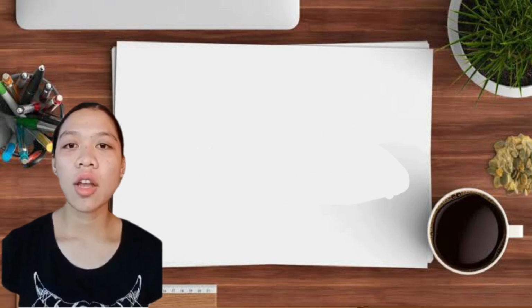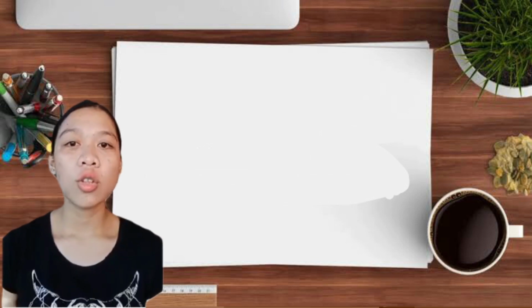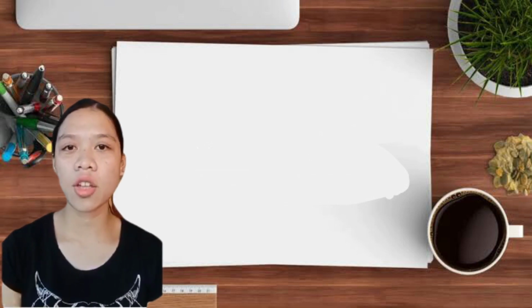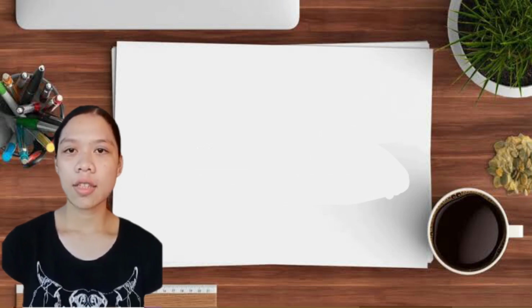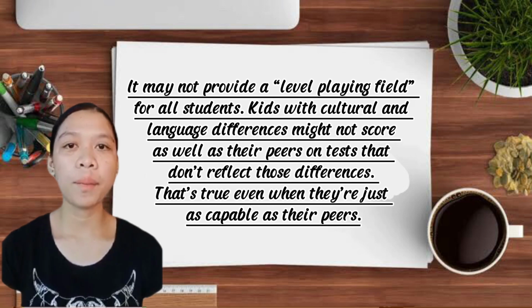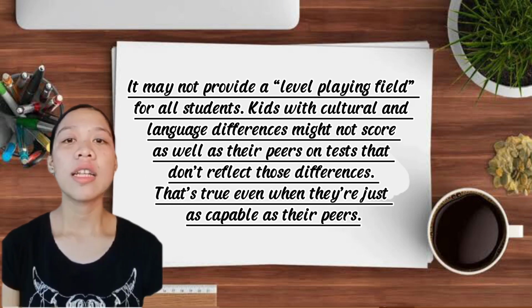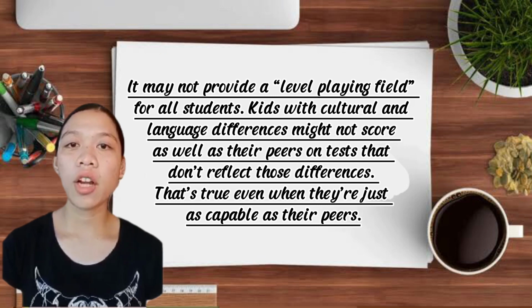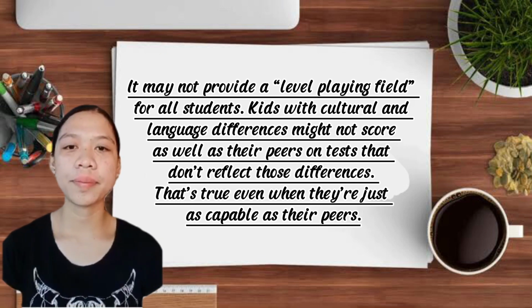It doesn't suggest what kind of help students need. Test results may indicate there's a problem, but the scores alone don't provide detailed information about performance and what specific kinds of instruction and support kids need. It may not provide a level playing field for all students. Kids with cultural and language differences might not score as well as their peers on tests that don't reflect those differences. That's true even when they are just as capable as their peers.